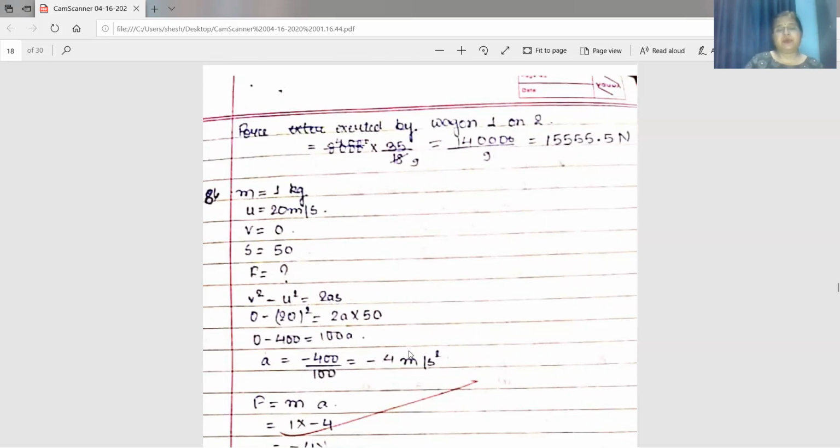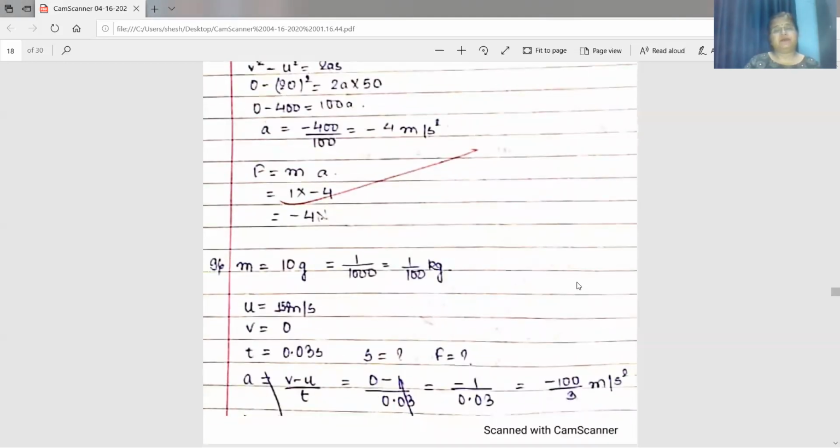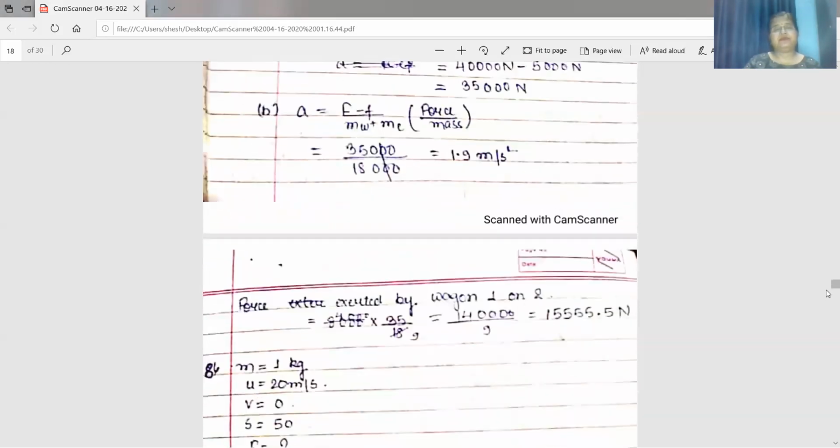Now acceleration you have got. You are asked to find out force. Force equals mass into acceleration. In place of mass 1 kg, and in place of acceleration it is minus 4. So you are getting minus 4 Newton. This is Newton. Now number 3.